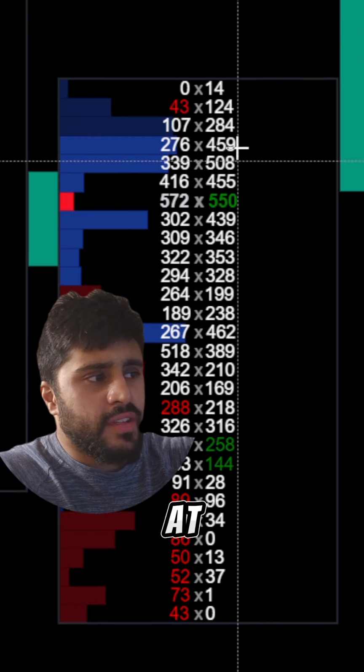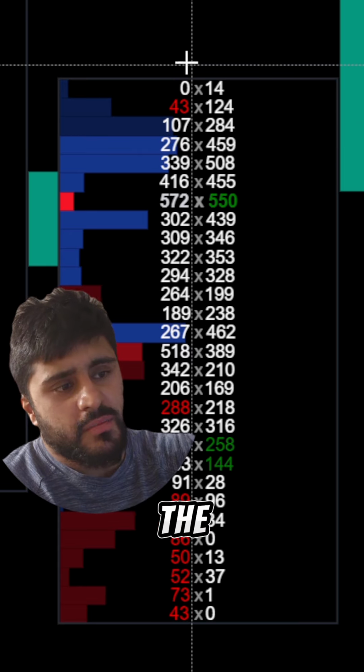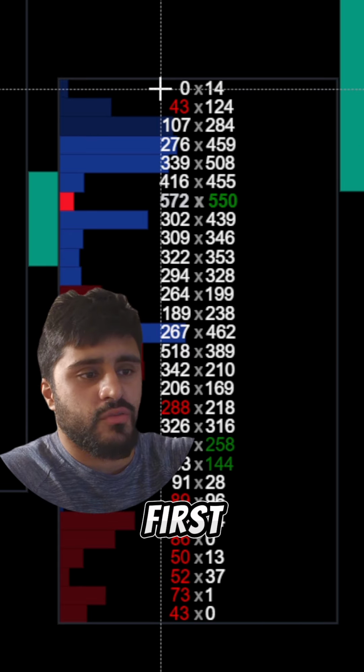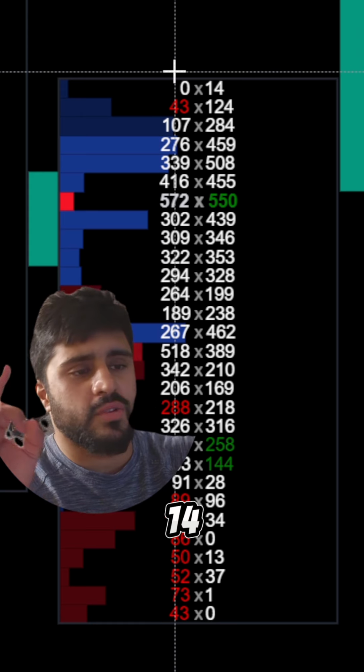The way you want to look at this is that there's a left number and there's a right number. The left number is the bid and the right number is the ask. What this represents, for example, if we take the first row over here, we see 0 for 14, right? So 0 is the bid and 14 is the ask.